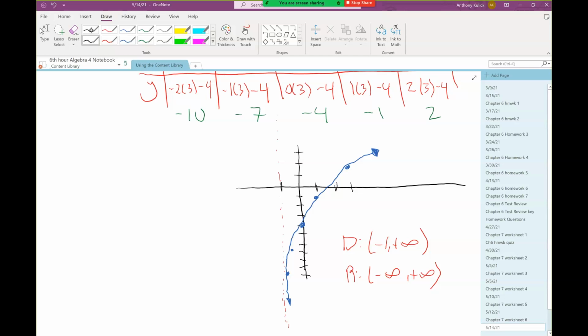It's not bad. Not bad, right? It's quite similar to the exponential graphing that we did before, or even the radical graphing that we did last chapter. So most of the graphing we've done this semester has looked pretty similar to this procedure.